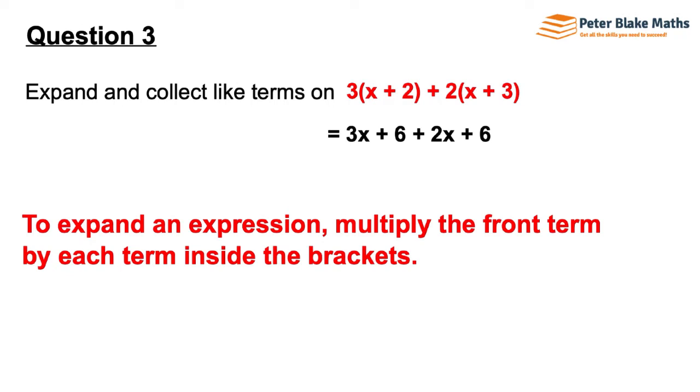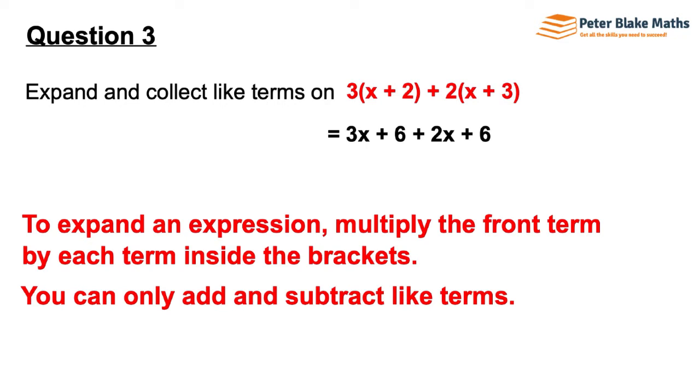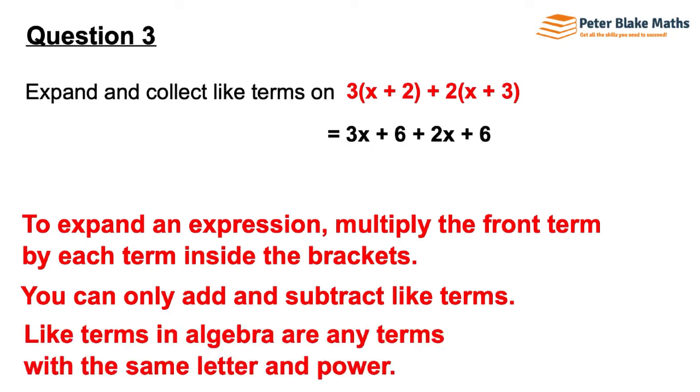Now you can see that we've got 2 x terms and 2 normal numbers, so we can do some collecting of like terms here. We can only add and subtract like terms, and we have a couple of pairs here. 3x plus 2x makes 5x, and the normal numbers of 6 plus 6 make 12. So we did a bit of like term adding there. Like terms in algebra are any terms with the same letter and power, and normal numbers can be considered to be like with other normal numbers as well. So final answer there, 5x plus 12.